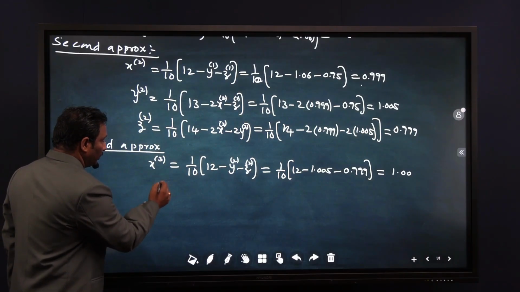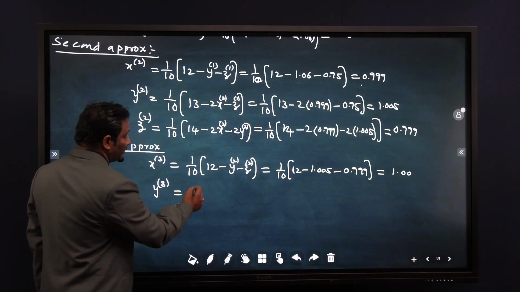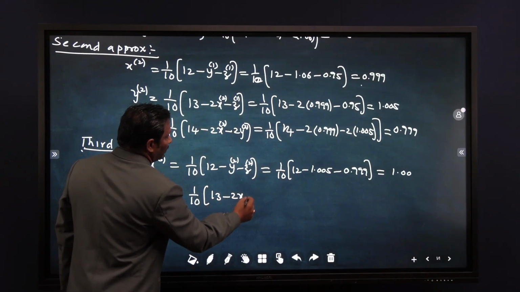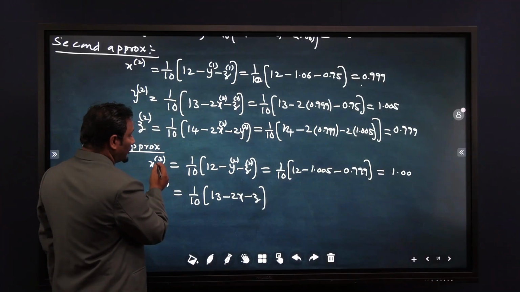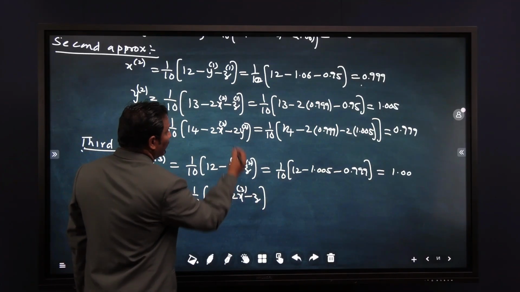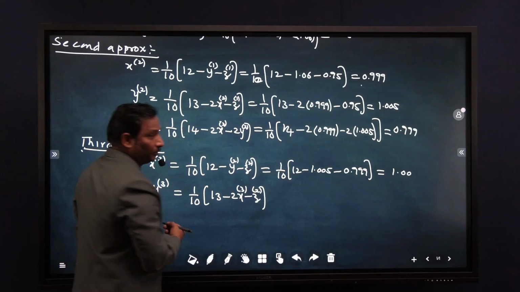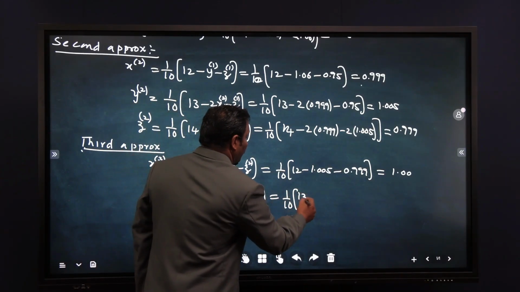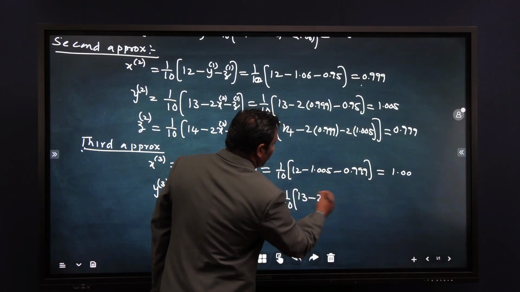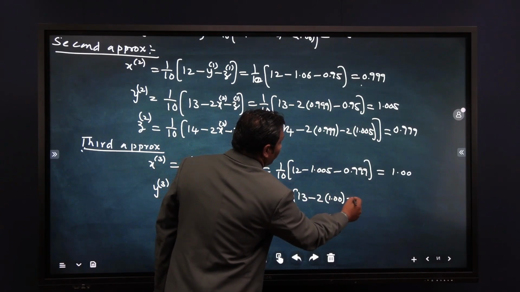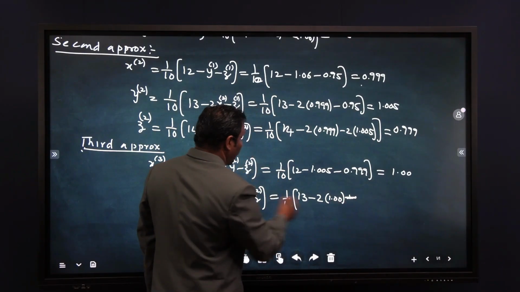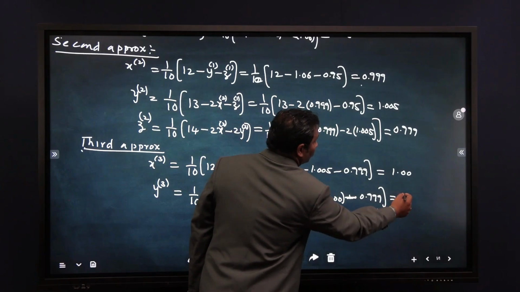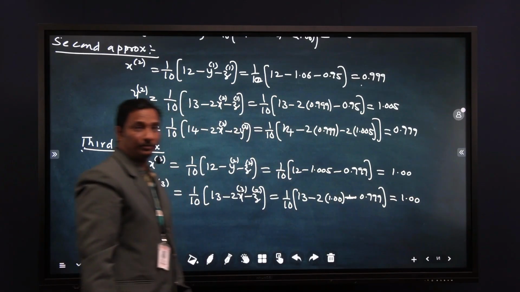Similarly, find out the y third approximation, that is 1 by 10 times of 13 minus 2x minus z. Now we need to use the third approximation of the x value and the z second approximation value. Substitute those values here. 1 by 10 times of 13 minus 2 into third approximation of x, 1.00, minus z second approximated, 0.999, equals, it is also 1.00.